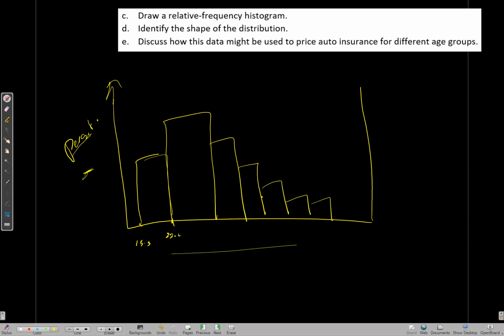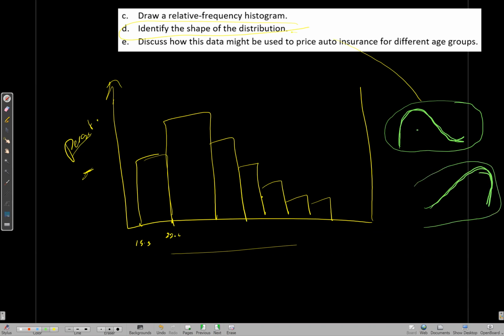And the shape, I recommend you read about it in the book. You have this shape or these shapes, I'm not going to tell you the names. Most of the data is to the left in this case, to the right in this case, and you have special names, bell shaped and normal distribution, things like that. So do a little bit of reading on that.